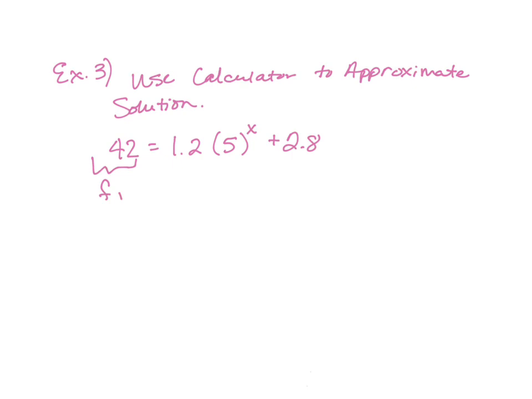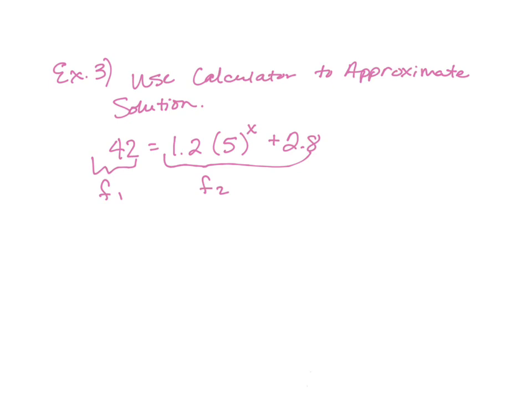Inside F2, you're going to put this function: 1.2 times 5 to the x power. Got it? Well, you could push enter, but you're not going to see anything show up on your graph. Are you going to add the 2.8? Yep. Times 5 to the x plus 2.8. When you push enter, you're not going to see anything really. Am I right? Yeah. You don't see the intersection, do you?